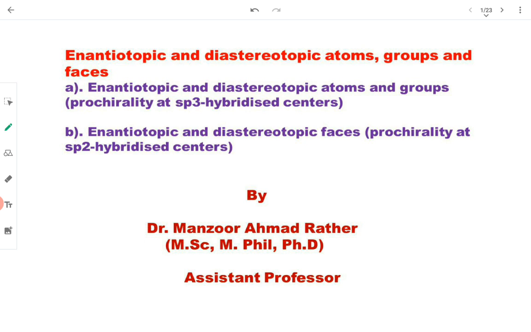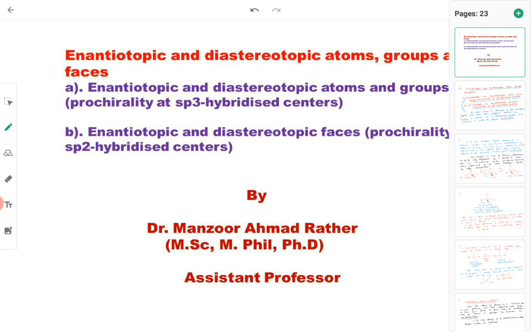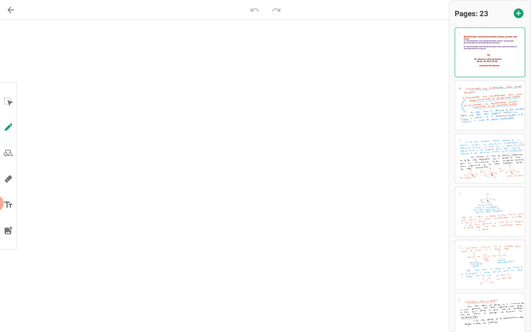The second subsection will be enantiotopic and diastereotopic phases. We will deal with it under prochirality at sp2 hybridized centers. So these are the two subtopics: enantiotopic and diastereotopic atoms and groups, and second, enantiotopic and diastereotopic phases. So let's start with subsection A, that is enantiotopic and diastereotopic atoms and groups.